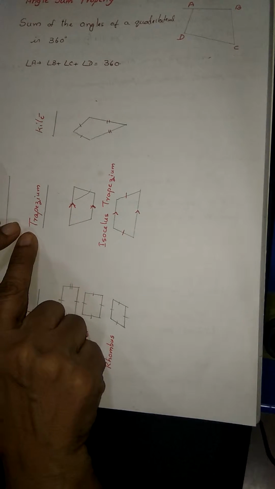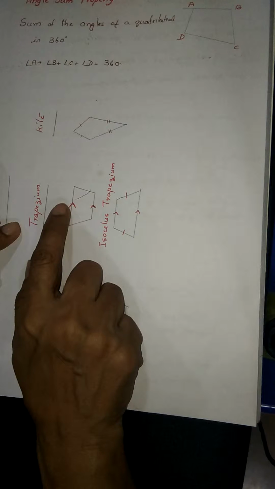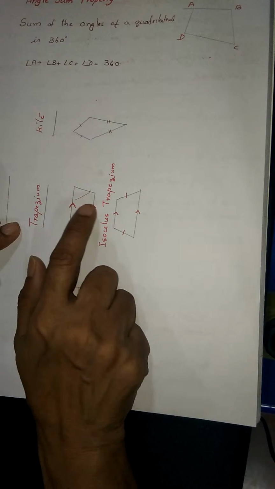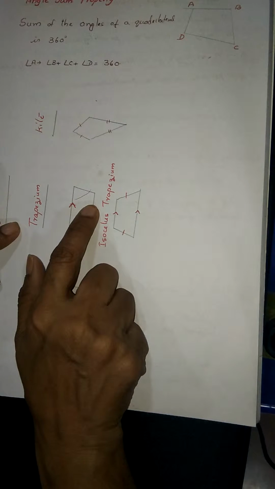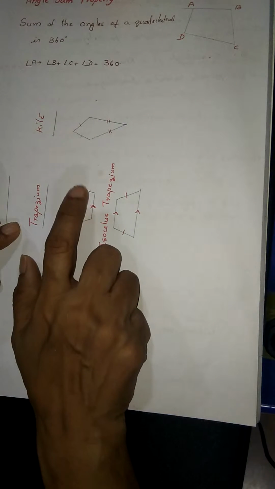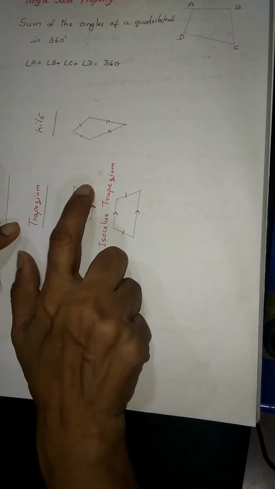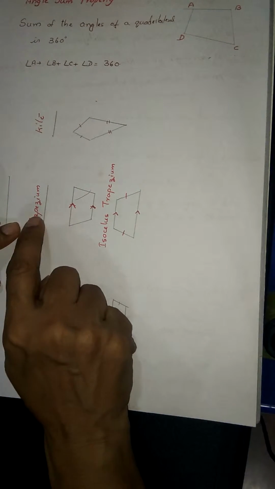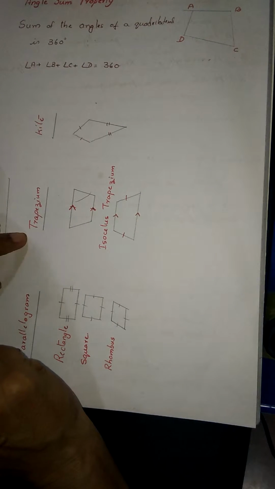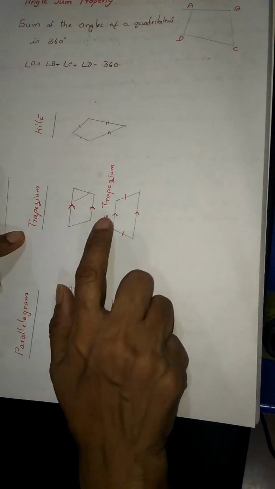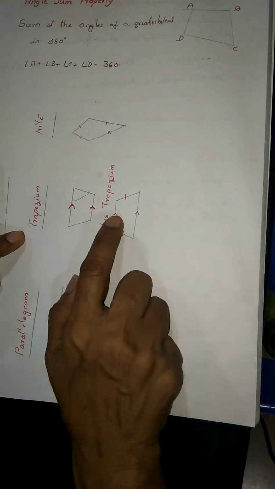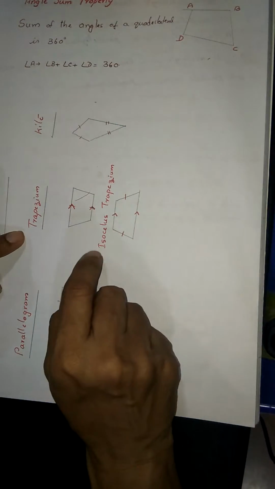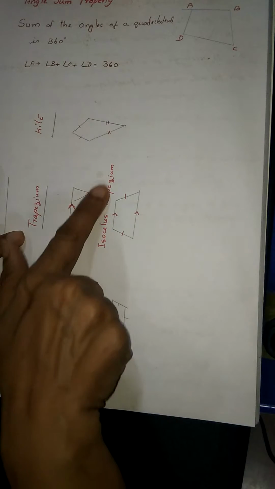And this is a trapezium, where only one pair of sides is parallel. So, only these 2 sides are parallel and they are not equal, and these sides are not parallel at all. Only one pair of sides will be parallel, and such a quadrilateral is called a trapezium. And if one pair of sides is parallel and the non-parallel sides are equal, then it is called an isosceles trapezium.